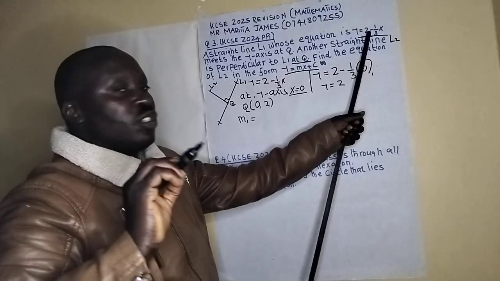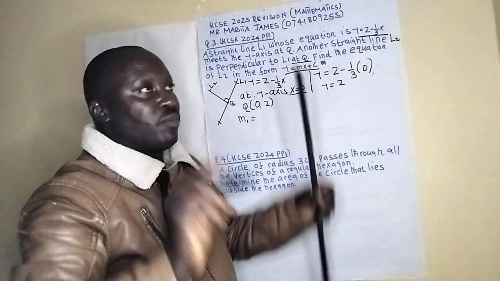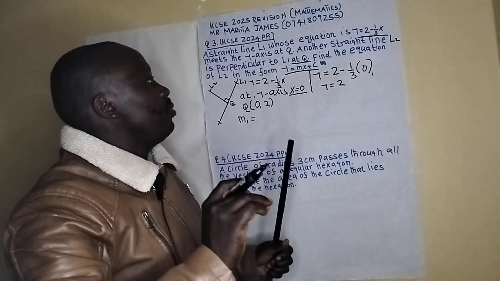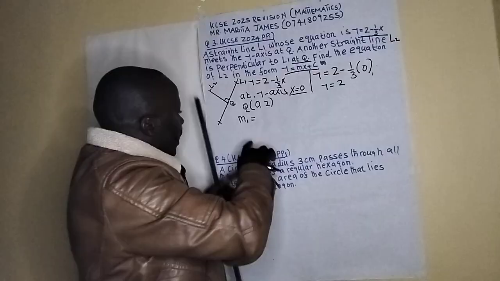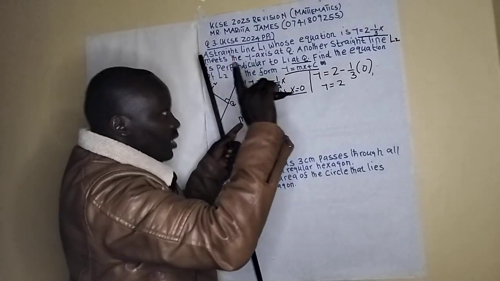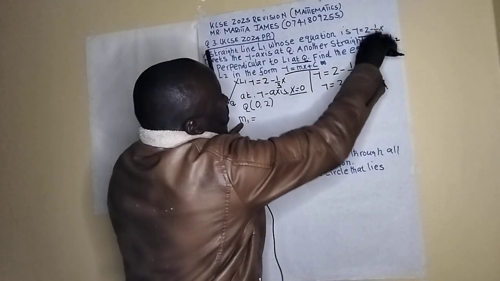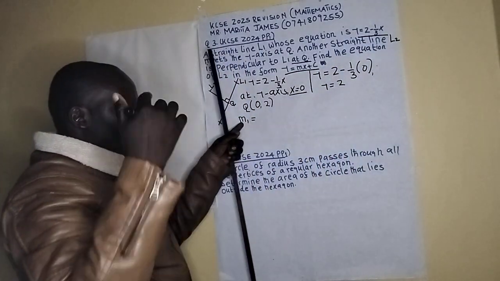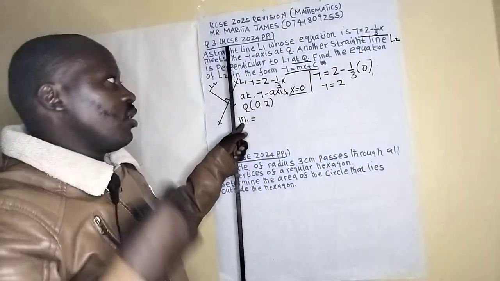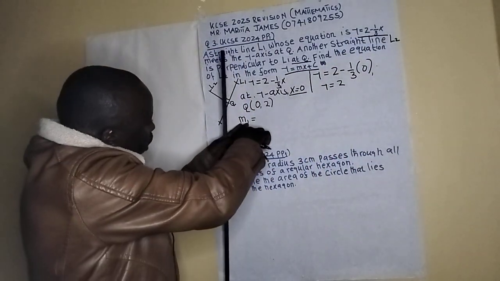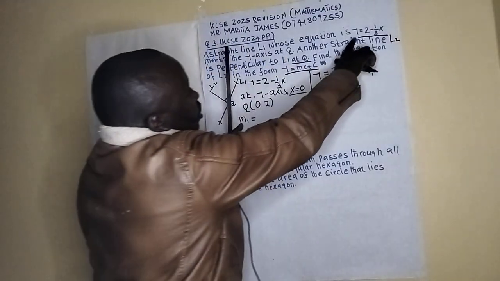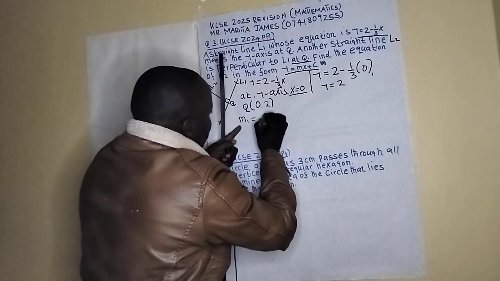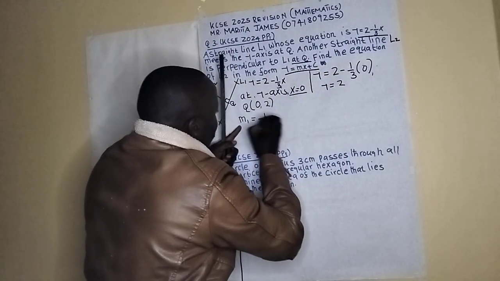The equation is already in linear form. If the equation is already in linear form, it means that gradient 1 of line 1 is equal to negative 1 over 3. When the equation is in linear form, the coefficient of x becomes the gradient of that line. So gradient 1 of line 1 from the equation here is negative 1 over 3.